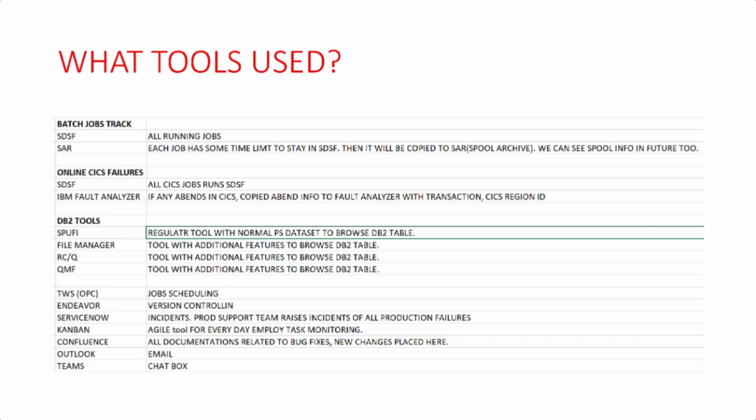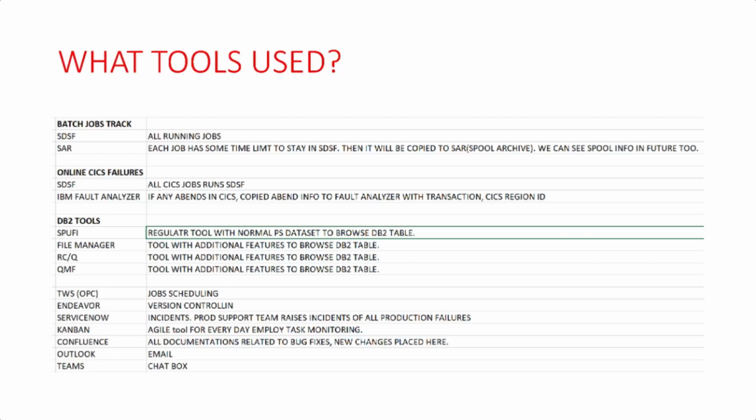For online CICS failures, we have another archive, called IBM Fault Analyzer. When a failure comes, we can see it in SDSF, and after 5 minutes it will be archived to IBM Fault Analyzer. For DB2 tools, we mostly used File-AID in training time. In real time, we can use File Manager, RC Query, QMF, etc., which have some advanced features.